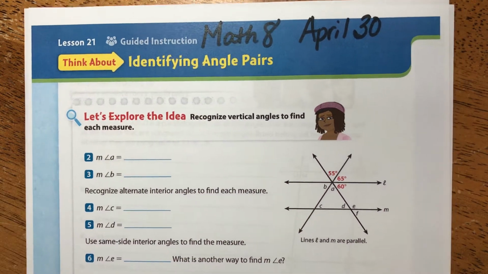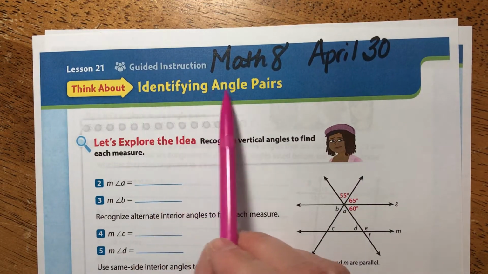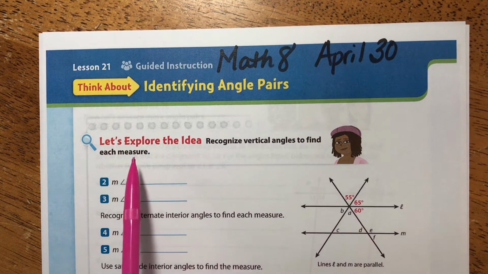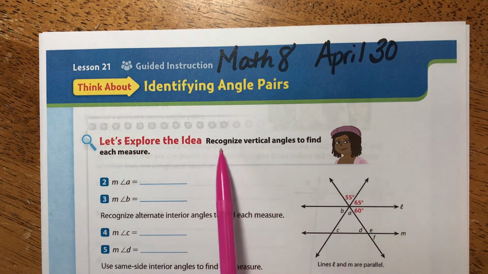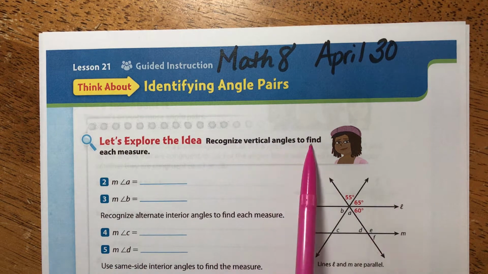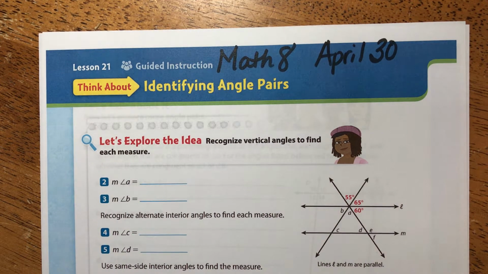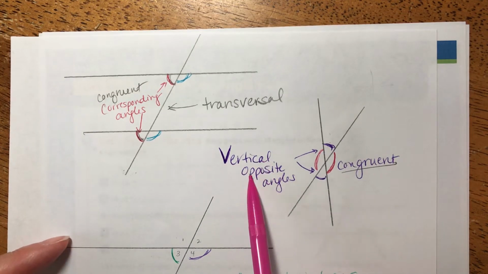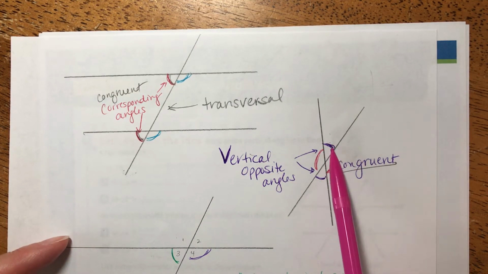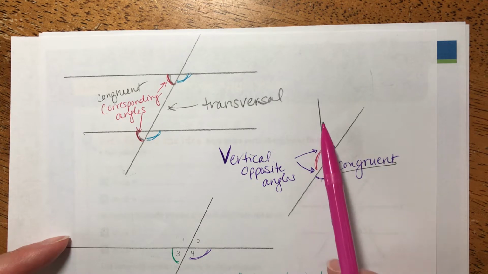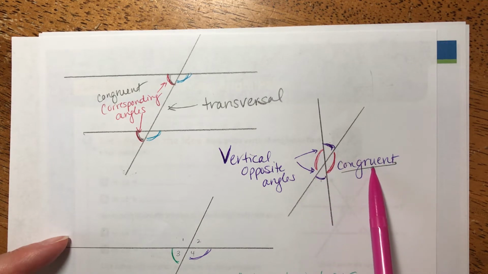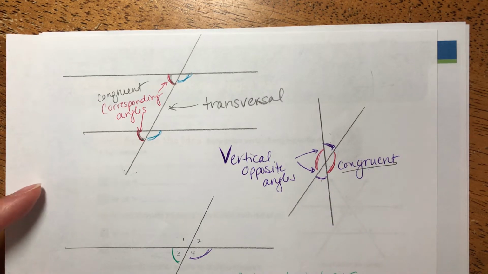All right, my friends, we're going to be identifying angle pairs. So what kind of angles go together? Let's explore the idea. Recognize vertical angles to find each measure. Okay, so I'm going to go back to my notes. You can go flip the page. Vertical are also opposite angles, right? So these two are vertical, like the V for vertical. So this one is vertical to that, or the red ones. This one is vertical to that, and this is important to know. They're congruent. That means the same measure.